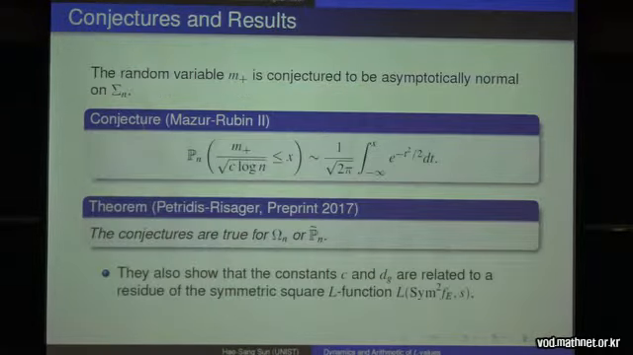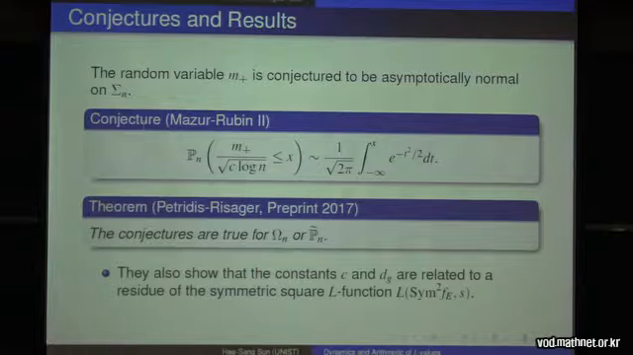And the last conjecture is this. Basically the random variable is asymptotically normal on sigma n. That is the conjecture, and the exact formula is this. So you make a normalization. In this case, the average is 0 as expected, so you only have n plus, divided by this standard deviation. And then the probability of this one is actually the normal distribution. So this is the conjecture of Mazur-Rubin.